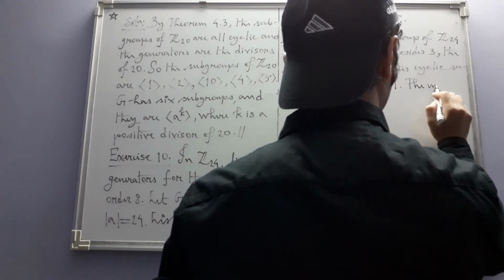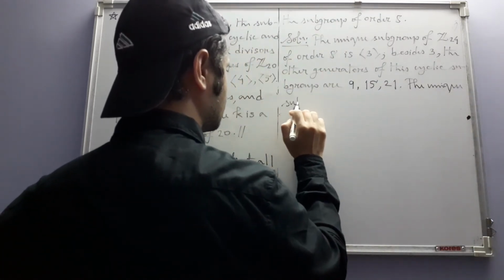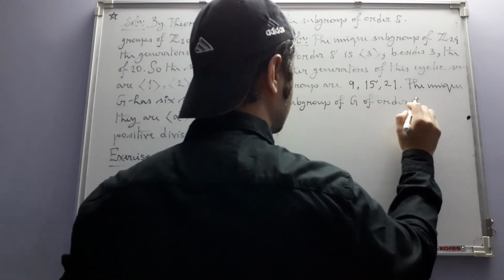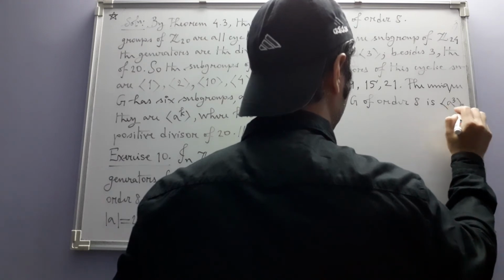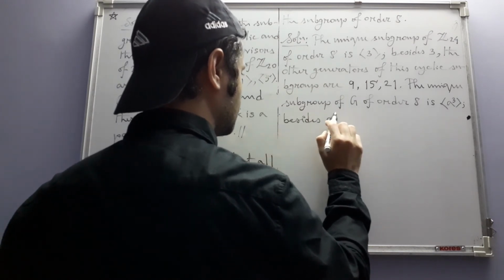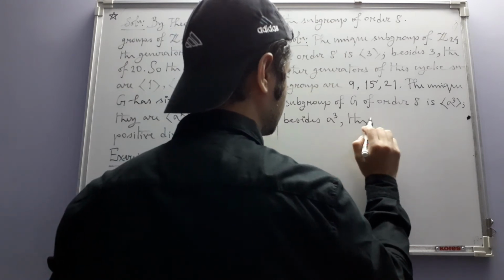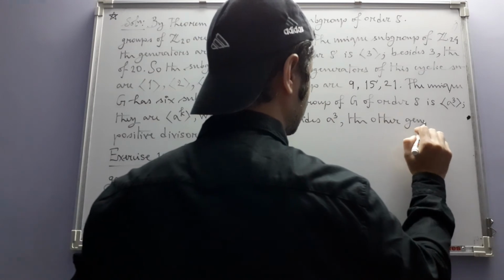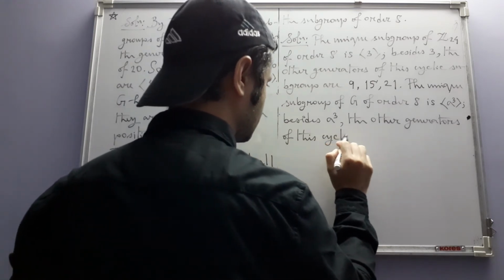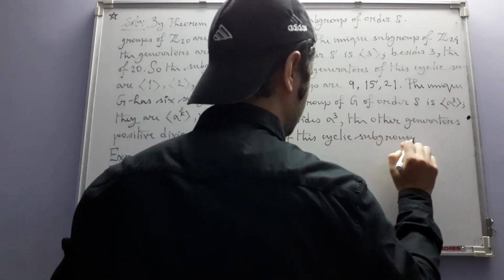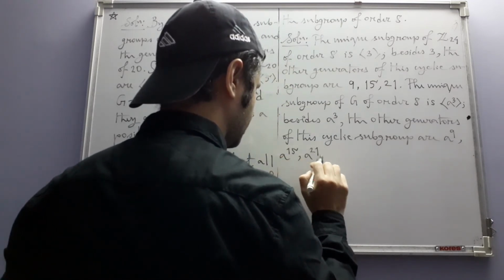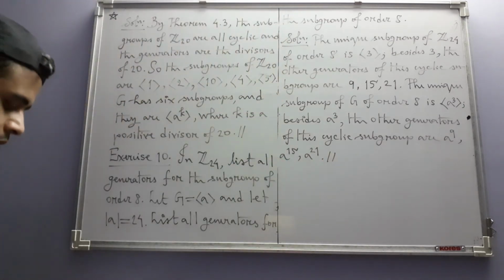The unique subgroup of G of order 8 is this. Besides A cubed, the other generators of this cyclic subgroup are A to the power 9, A to the power 15, and A to the power 21. So that completes the solution.